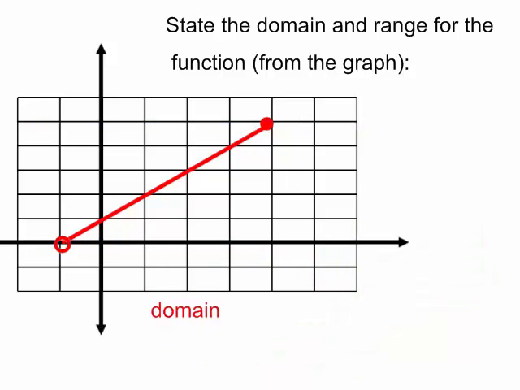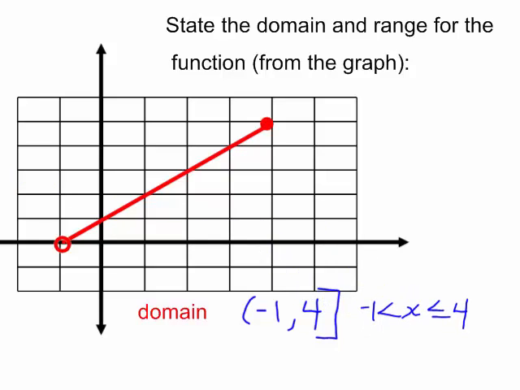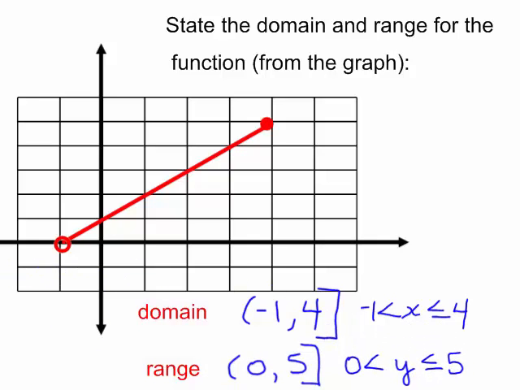So my domain is -1 to 4, and it includes 4. I could also write it as -1 is less than x, which is less than or equal to 4. And my range starts at 0 and goes up to 5, and it does include 5. This is the same as 0 is less than y, which is less than or equal to 5.